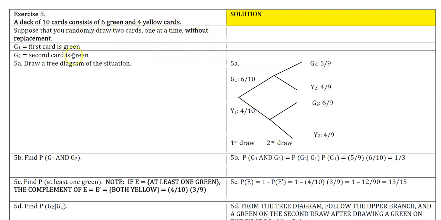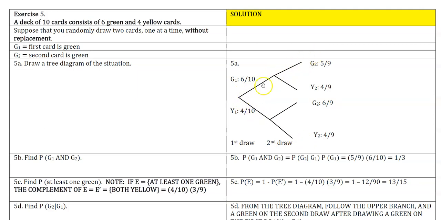So without replacement means that given a draw on the first card, it will affect the probabilities of a draw on the second card. Okay. So let's go ahead and sketch out what we've got here. On the first draw, we may get either green or yellow with probabilities 6/10 and 4/10 respectively. Now, depending on whether we have green or yellow, what's the probability of getting a green or yellow on the second draw? So here I've sketched out the branches of the tree.